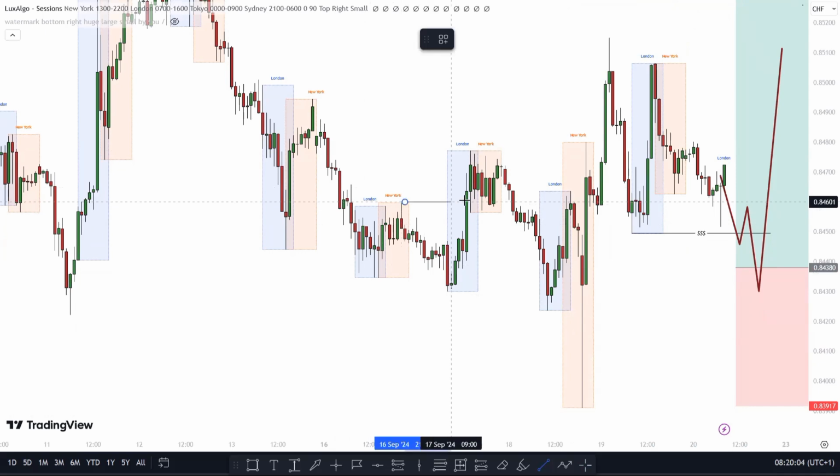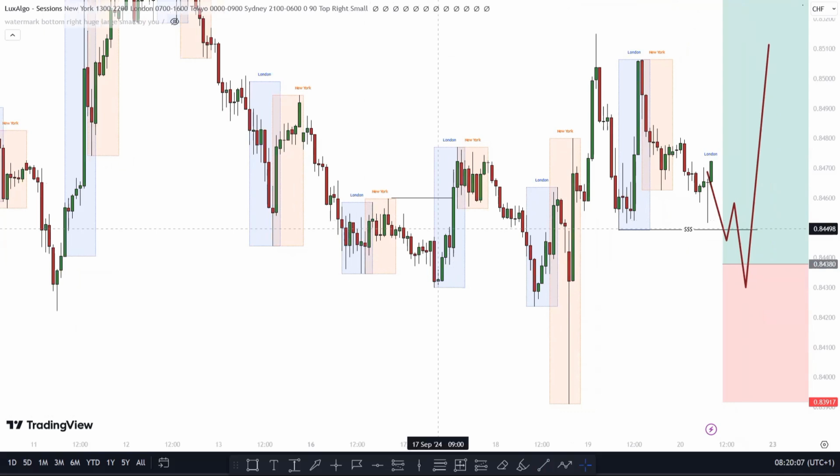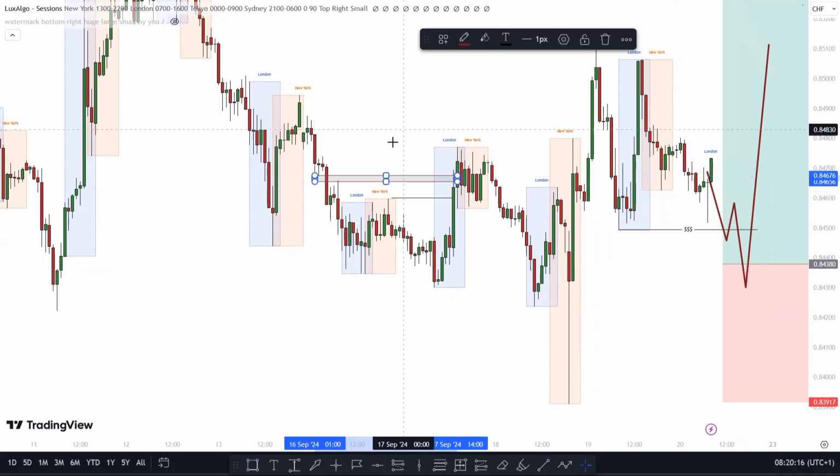When it took that out, we see a fair value gap right here. There was a fair value gap within that space, very little. And above that fair value gap, we see an order block right there.